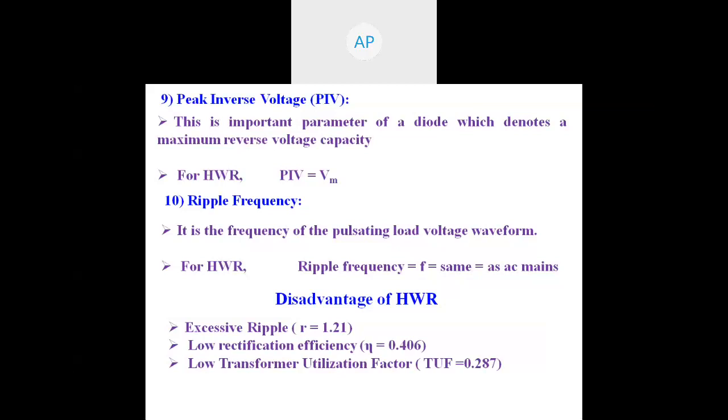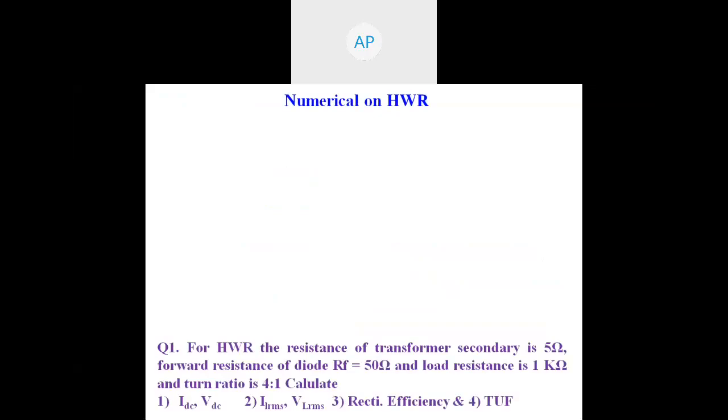Therefore, there is no cancellation of the secondary current during the entire cycle. Only in the positive cycle is current flowing, not in the negative cycle. So there is a DC saturation that takes place in the transformer secondary winding. Next, guys, the numerical based on this analysis.